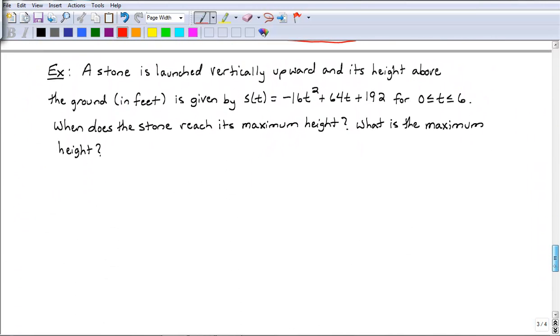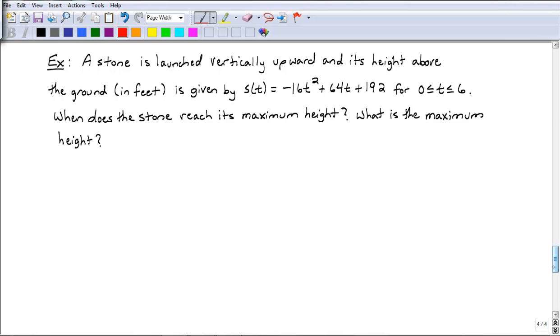One more problem. Here's a story problem. This is actually one we've done before, except we thought about it a different way. This is that same problem where you throw a stone into the air and you get a function that tells you how high it is above the ground. And you want to know when it reaches its max height and figure out what that maximum height is.